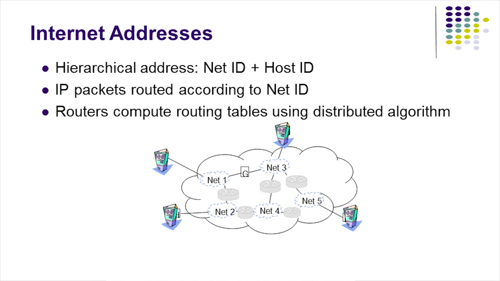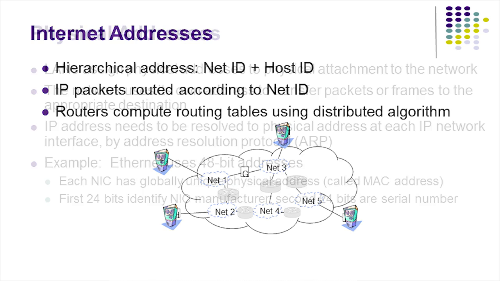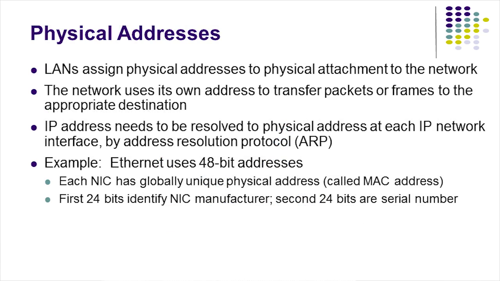IP packets are routed according to the network ID. On a LAN, the network interface card is identified by a physical address. The network uses its own address to transfer packets or frames to the appropriate destination. An IP address needs to be resolved to a physical address at each IP network interface by the Address Resolution Protocol, called ARP. Ethernet uses 48-bit addresses. Each network interface card has a globally unique physical MAC address.